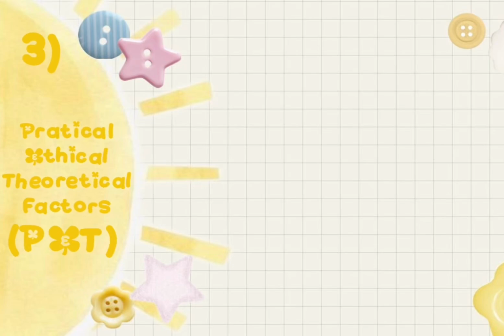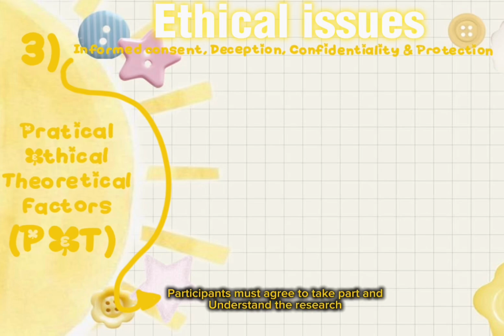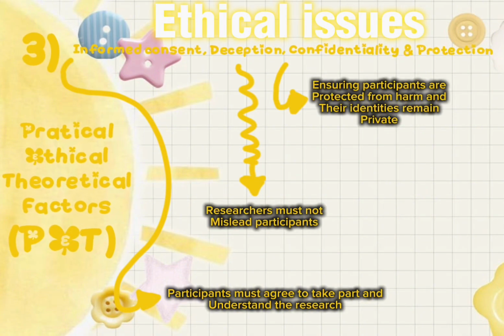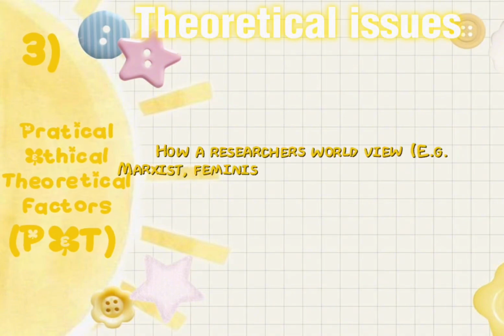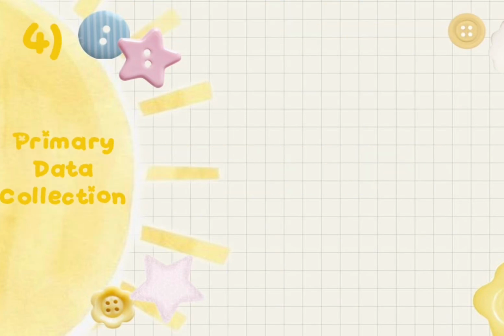Sociologists also have to consider ethical issues. This consists of informed consent, deception, and confidentiality and protection. Informed consent. Participants must agree to take part and understand the research. Deception. Researchers must not mislead participants. Confidentiality and protection, which ensures participants are protected from harm and their identities remain private. And finally, theoretical issues. How a researcher's worldview, for example, being a Marxist, feminist, or positivist, shapes their choice of methods.